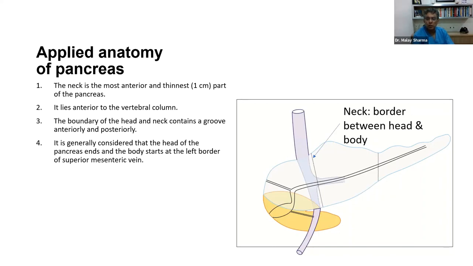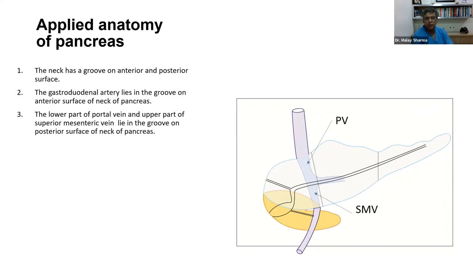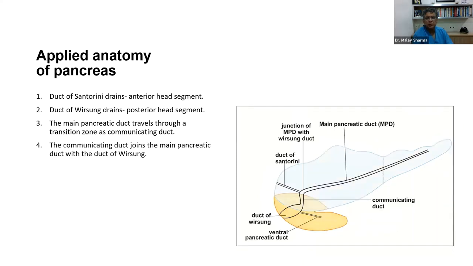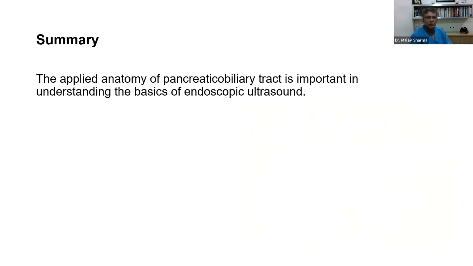The border is not definite, and the midpoint is the rough point where you divide body into tail. And the junction of head with body is identified at the left border of portal vein and superior mesenteric vein, and this is the junction. So we need to know these structures basically before we decide in which part, which stuff we are imaging. And this is a diagram which shows different parts of the pancreatic duct, ventral, dorsal, duct of Santorini, main pancreatic duct, and that is what we should be imaging.